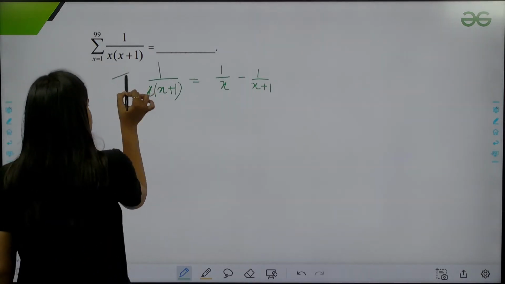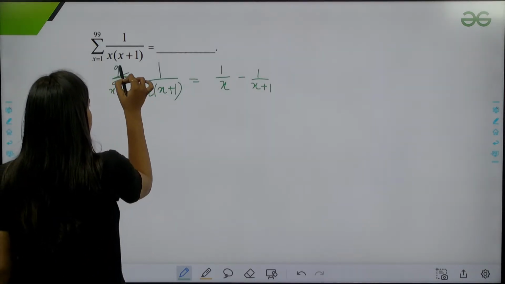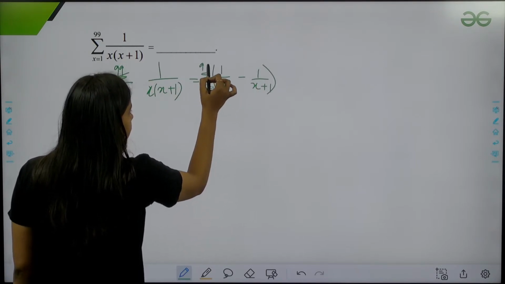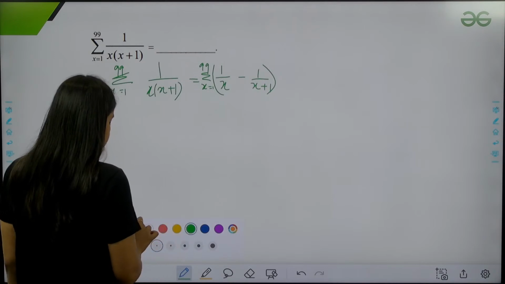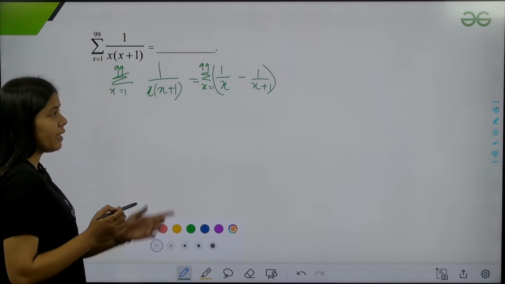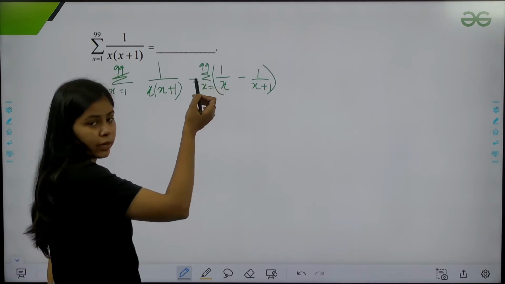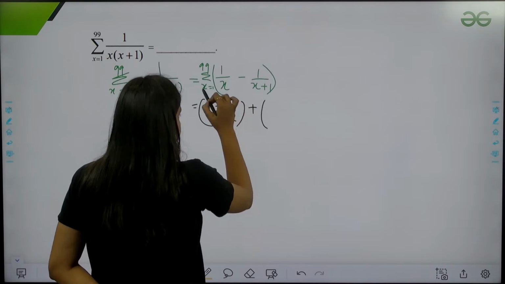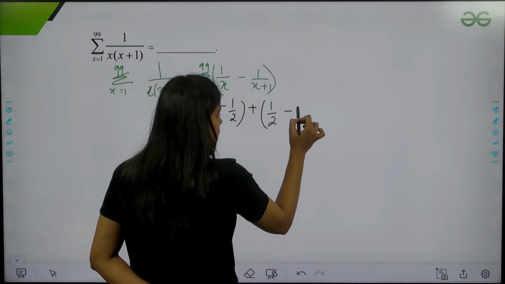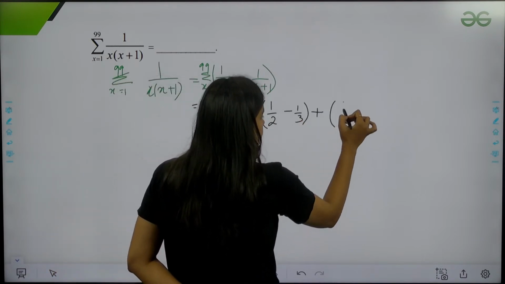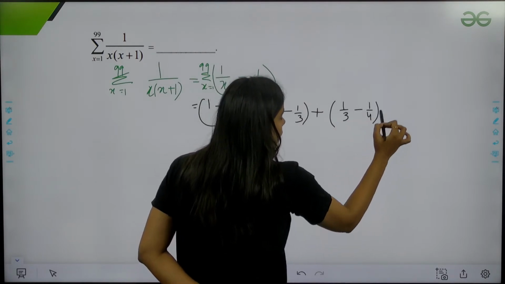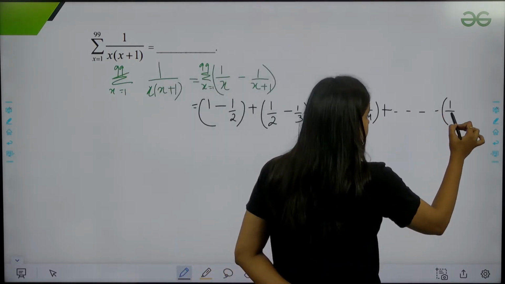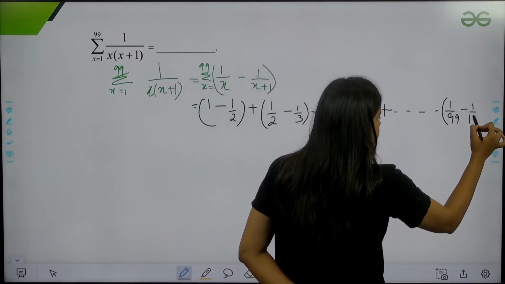Now when you apply summation x varying from 1 to 99 over this also, let's see what we will get. Let's put 1. What would I get? 1 minus 1 by 2, plus, if I put 2, I'll get 1 by 2 minus 1 by 3, if I put 3, 1 by 3 minus 1 by 4, going on in this way. The last term I'll get is 1 by 99 minus 1 by 100, right?